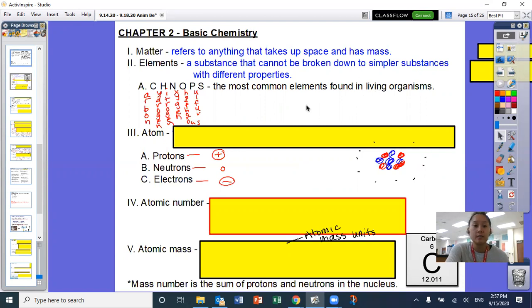So common elements found in living organisms are CHNOPS, and these include carbon, C, hydrogen, H, nitrogen, N, oxygen, O, phosphorus, P, and sulfur, S, okay? Carbon is mainly known for its carbohydrate structure. Carbon rings make up plant walls. Carbon rings also make up a lot of the sugars that we consume and taste as we eat, and that we take in for energy and to build our own bodies using carbon.